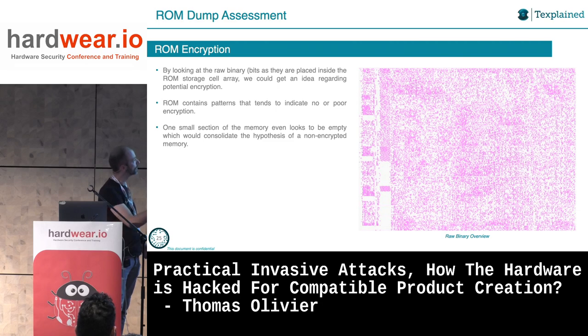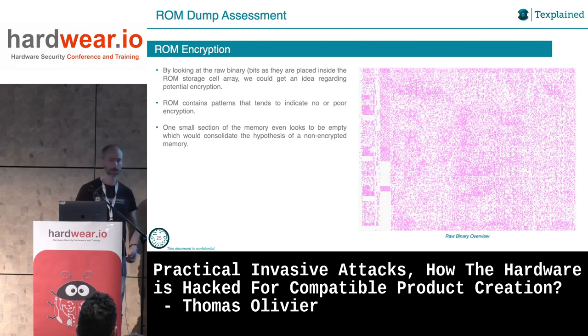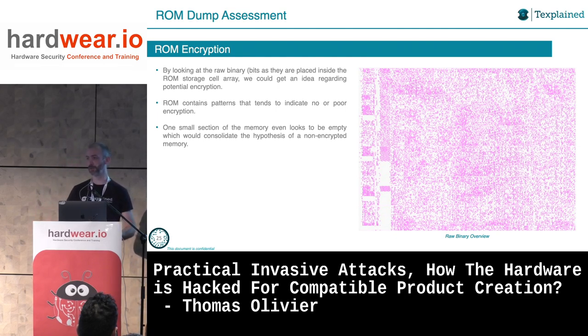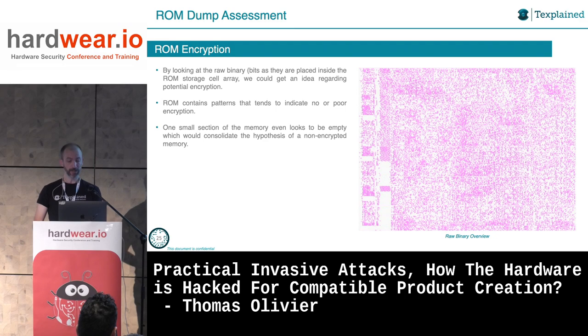But here you can see that there are a lot of patterns, and there's even an empty area at the very end of the ROM. That is suggesting something which is very uncommon with secure elements: that the ROM is not encrypted. So from this stage, we decided, okay, the ROM is not encrypted, let's convert this raw binary to the proper binary. And we tried.